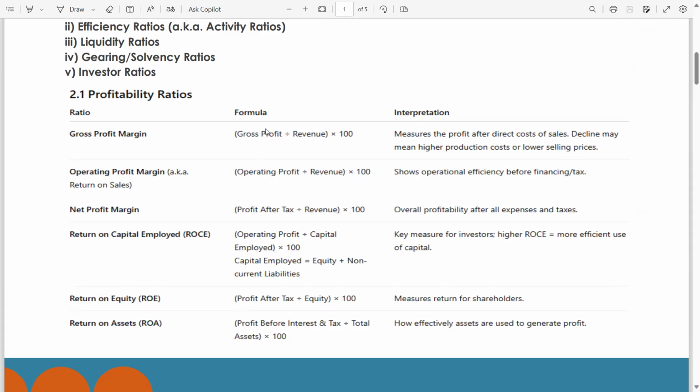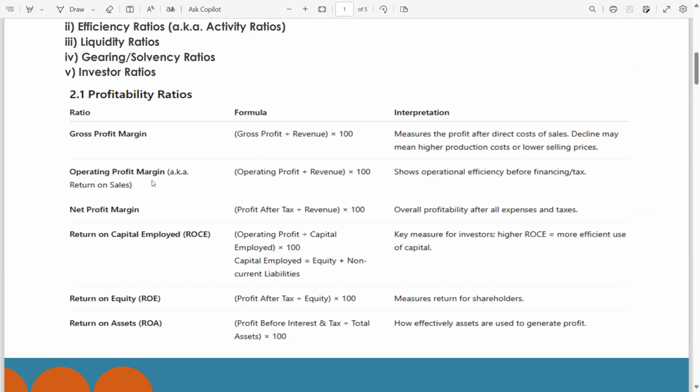Okay, let's read the formula of each one. Gross profit margin: gross profit divided by revenue, multiplied by 100. Remember, to calculate the gross profit: sales minus cost of sales. What will be the interpretation? It measures the profit after direct cost of sales. A decline may mean higher production costs or lower selling prices.